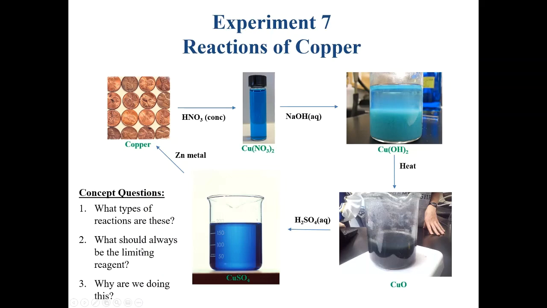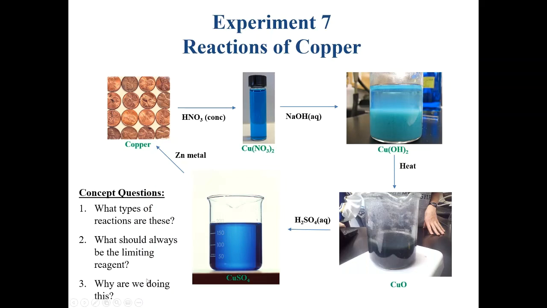Another concept question is, as we're going around the cycle, what should always be the limiting reagent? The goal here is to recover all of our copper. So at every point in time, you want your copper to be the limiting reagent. You don't want to lose any copper in these steps. So you want an excess of everything else, like the nitric acid, the sodium hydroxide, the sulfuric acid, and the zinc. That way, at each step, your copper goes completely to product. So we always want the limiting reagent to be the copper.